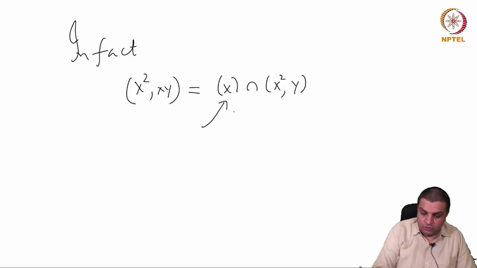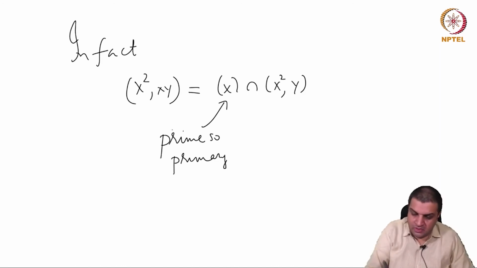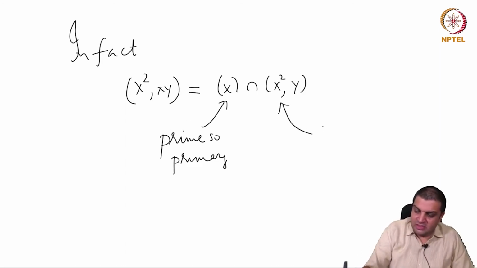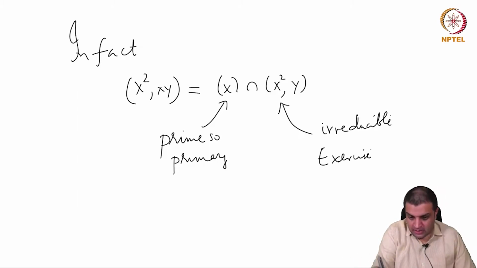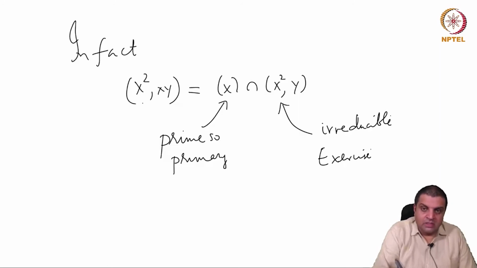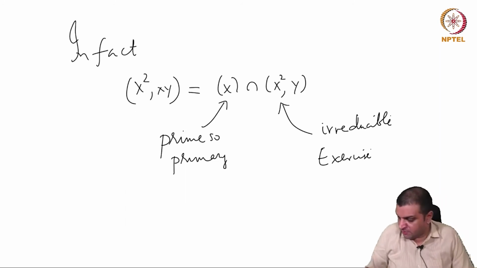Both of these are prime, so primary, and also irreducible. This is an exercise. So here is an irreducible decomposition with two distinct associated primes. The associated prime of this one is (x), and the associated prime of this one is (x, y). Distinct associated primes. This is the irreducible decomposition of (x squared, xy).